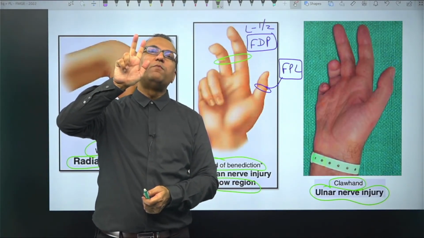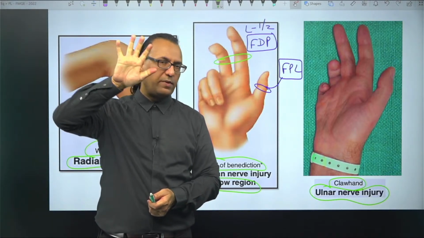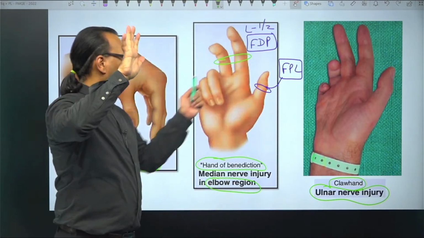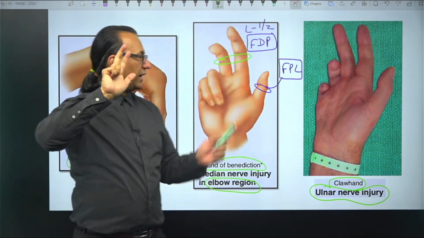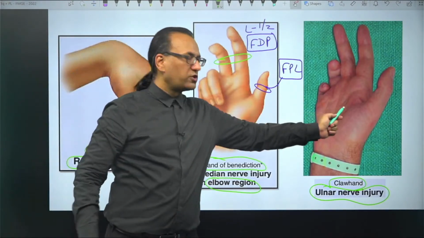The difference between these two cases will be, this kind of appearance will come only if you ask the patient to make a fist. Normally it won't be evident. So this appears only when you ask the patient to make a fist. It is not always present. And what is this? This is always present.